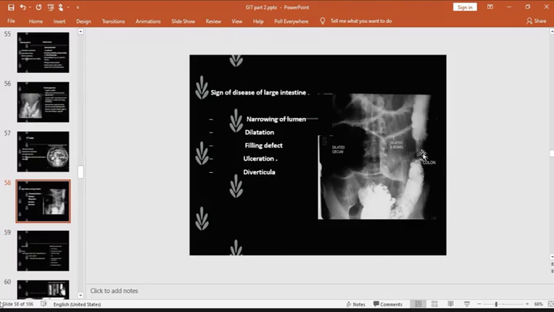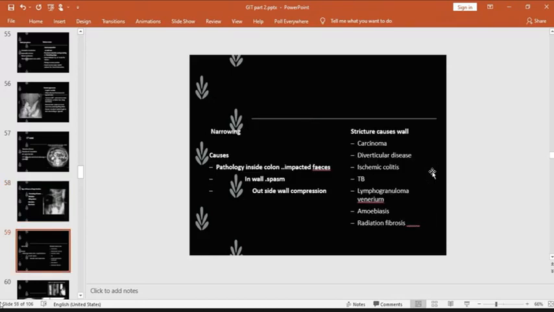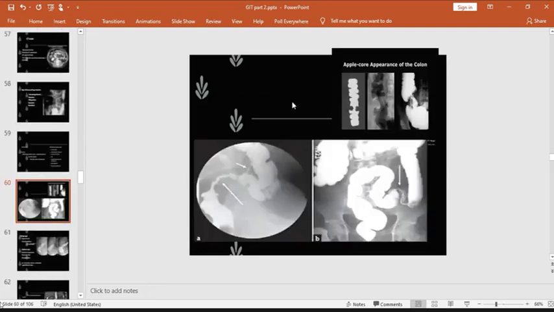Diseases of the large bowel include stricture, also dilatation similar to the small bowel, filling defect, ulceration, and diverticula. If you look at this segment of narrowing, this is a narrow segment in the descending colon. This is pathology. The causes of narrowing are many, including carcinoma, diverticular disease, ischemic colitis, TB, and a lot of other causes. The narrowing can occur anywhere in the colon.